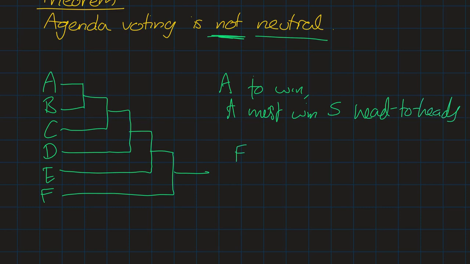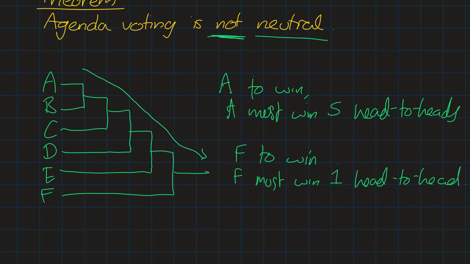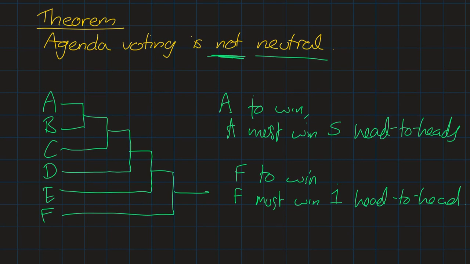But for F to win, F must win 1 head-to-head. Right? For A to win, A has a long path to victory, but F jumps straight to the final round without having to do any sort of lesser rounds. Okay, so this gives F a sort of advantage over A, which means that this agenda, the agenda voting system, is not neutral. Okay, we'll talk more about this notion of neutral and how fair voting systems are in later videos, but that's the end of this video.